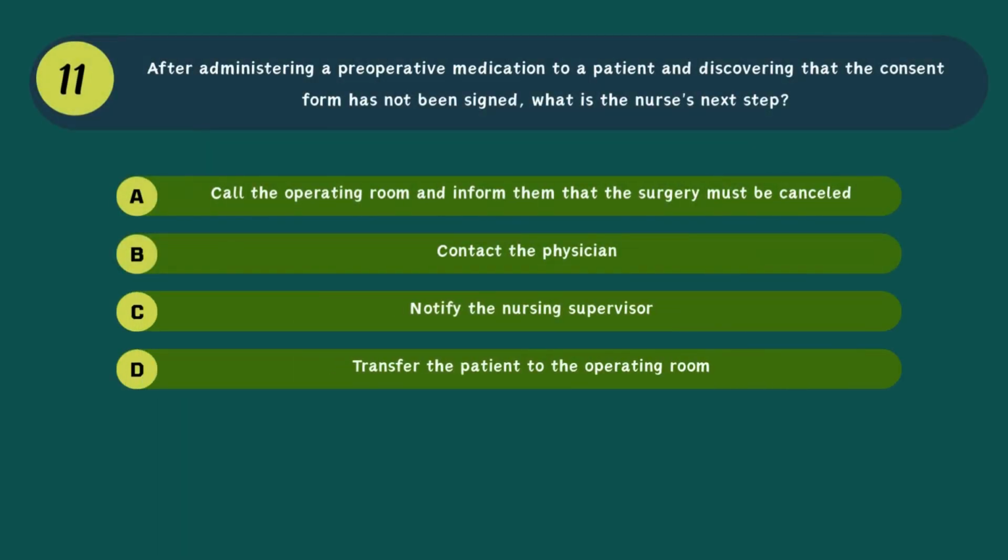Question 11. After administering a preoperative medication to a patient and discovering that the consent form has not been signed, what is the nurse's next step? A. Call the operating room and inform them that the surgery must be cancelled. B. Contact the physician. C. Notify the nursing supervisor. D. Transfer the patient to the operating room.